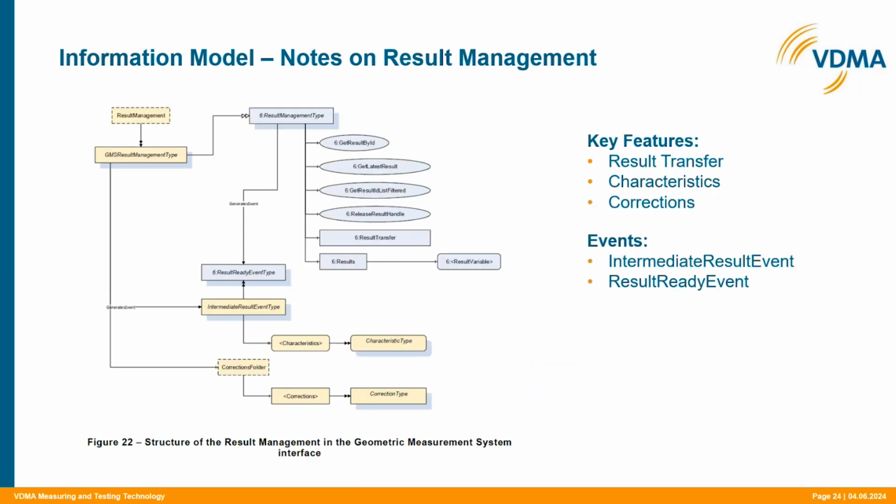And what is new for GMS, and was not in machine tools, is the handling of results. As I mentioned before, we can not only transfer results within the OPC framework, we can also describe our characteristics, let's say the roundness, or the length of a screw or whatever. And we can also provide correction values. Moreover, we have also implemented events like the intermediate result event and the result ready event. And this is new, this is essential.